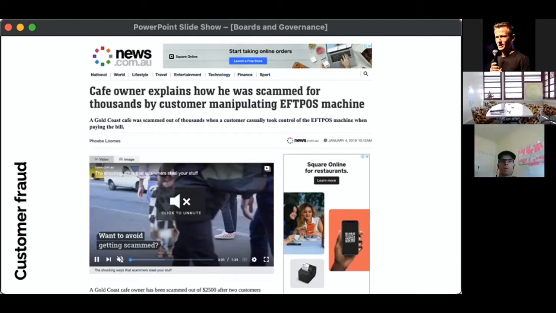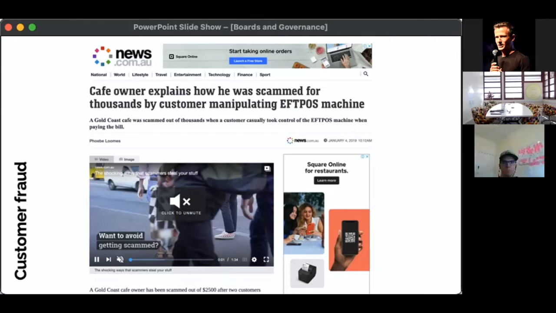And then it's not just those that are close to us, as in employed or that we pay for their services, it's also customer fraud. This example is a recent one from about a year ago, where there was a scam where people would go into a cafe, order a coffee, pay on EFTPOS, and then sort of confuse the staff member into saying that they've been overcharged and then take control of the EFTPOS device to issue a massive refund, like a $10,000 refund back onto their credit card. So they were basically stealing money from small business owners. So your customers can defraud you.